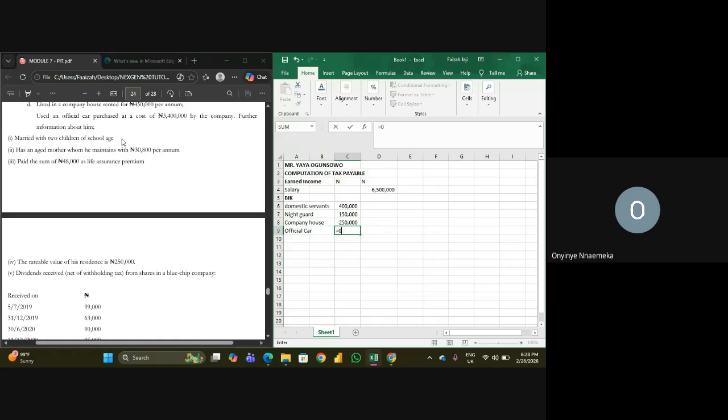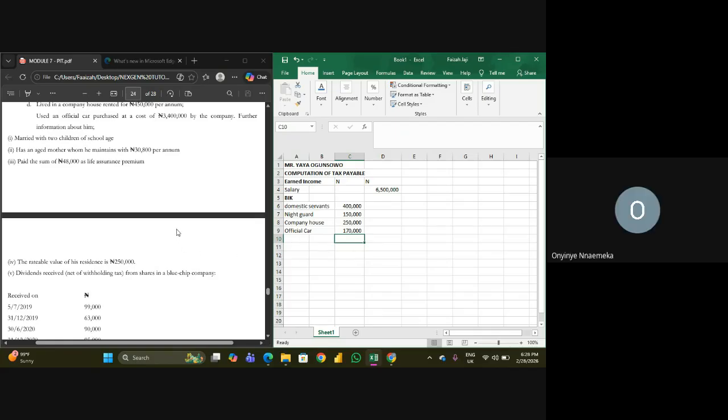So it's 5%, 0.05 multiplied by the cost of the car. In this question, they gave us the cost. If they don't give you the cost, they should give you the market value as at the time when they bought it. So if you can't find the cost, use the market value. 3,400,000. So you work it out. 5% is 170,000. All right, thank you.